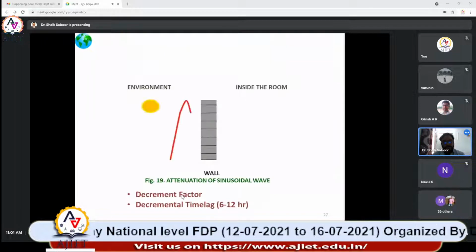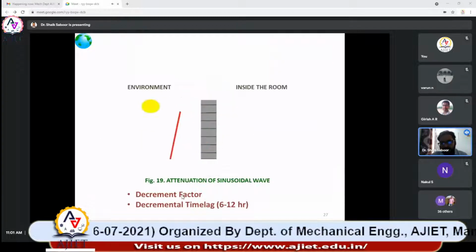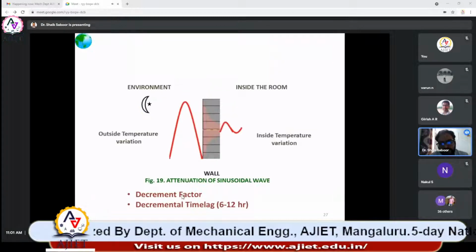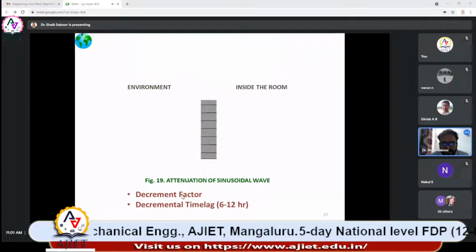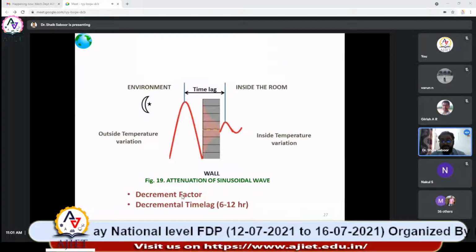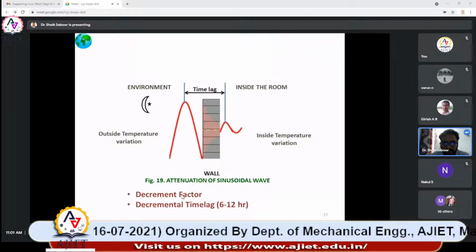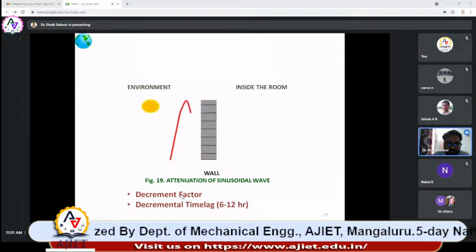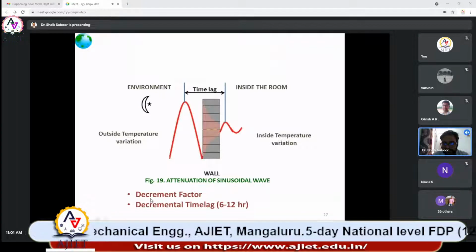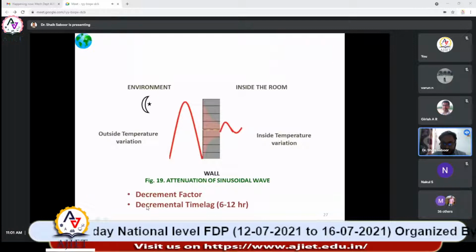Right. How it plays a major role in controlling room temperature is also very, very important. So what is the necessity? Why do you have to study it? If you look at the building walls, as I told, there are two parameters which define the thermal mass of the building: decrement factor and time lag.